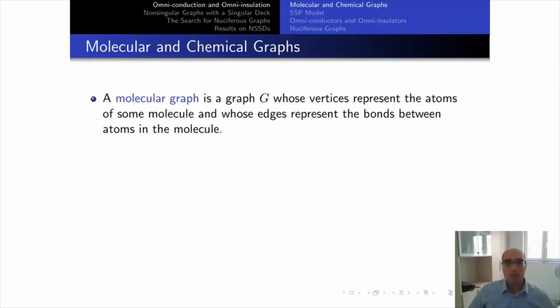We distinguish between molecular and chemical graphs in this talk. A molecular graph is a graph that represents a molecule, basically. So the vertices of the graph are the atoms of the molecule, and the edges are the bonds that keep the molecule together.